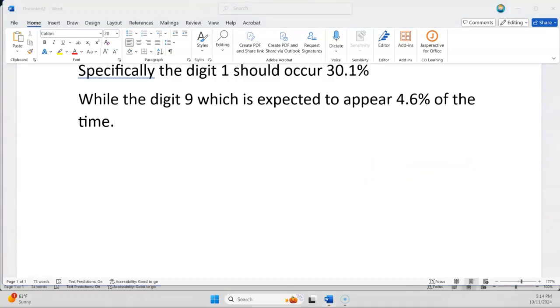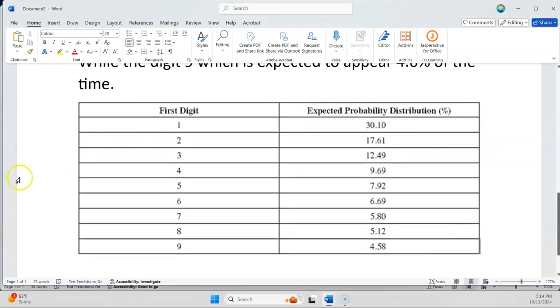So what is the expected probability distribution for this? Let me give you a chart here. And so this is our distribution. So the first digit of 1 should occur about 30% of the time, 2, 17, 3, 12, all the way down to 9, which should be about 4.56% of the time.